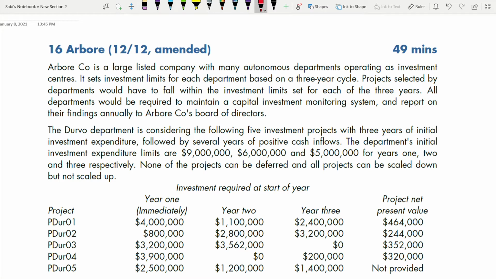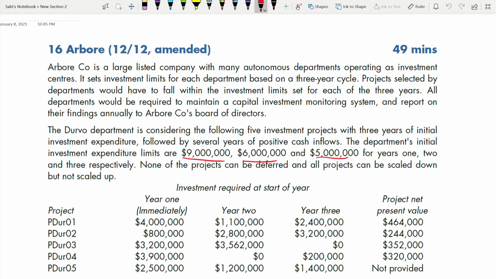The Dhruva department is considering the following 5 investment projects with 3 years of initial investment expenditure followed by several years of positive cash inflows. The department's initial investment expenditure limits are 9 million, 6 million, and 5 million for years 1, 2, and 3. So what are these? These are your constraints for your multiple capital rationing, right? These are your constraints.